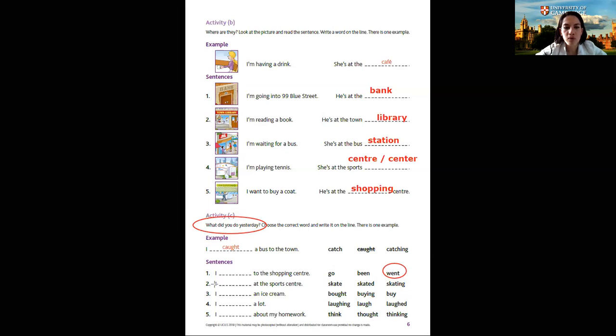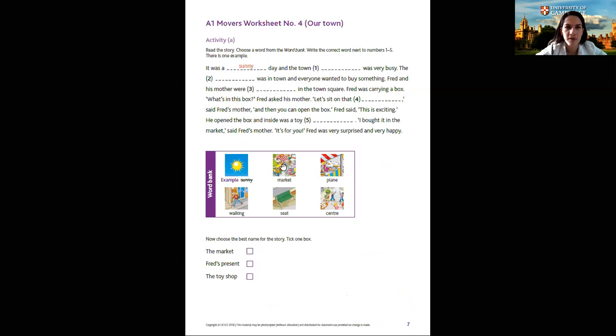Very good. 2, I at the sports center. I skated or skating, which is the past. Skated. Okay? I an ice cream. Bought, buying, or buy, which is the past tense. Of course, bought. Okay? I laughing, laugh, or laughed. Laughed. No? I about my homework, think, thought, or thinking, which is a past tense of think, thought. Okay? And that's all. Remember that also you must know the tenses, no? At least present, past, and past participle.